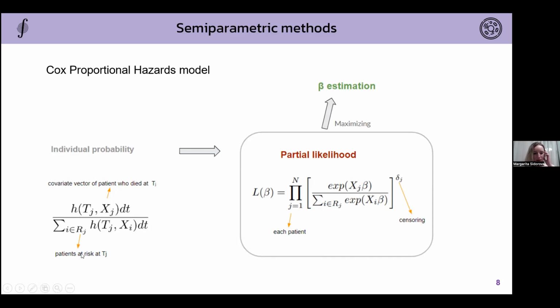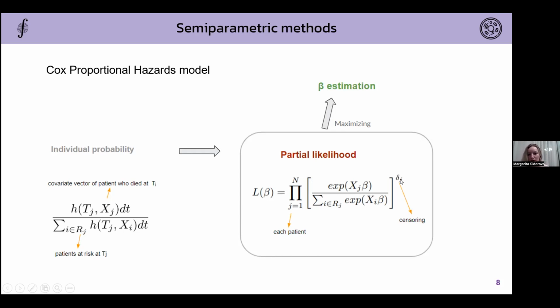Again, it's a very important thing. Here you can see that there are patients at risk. This means that all the patients are considered, both those who have experienced the event at this time and those who have not. So if, for example, censoring has occurred, then we're not talking about the death of this patient, but we are considering this patient as a patient at risk. Well, the product of all these individual probabilities for all the individuals is in fact the partial likelihood.